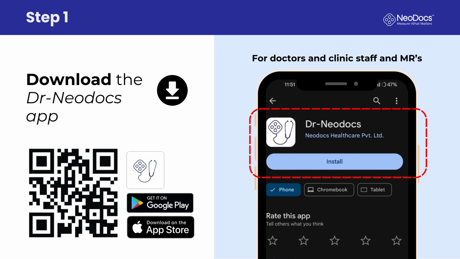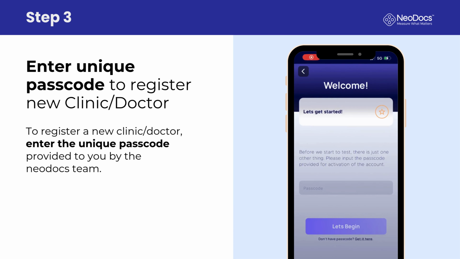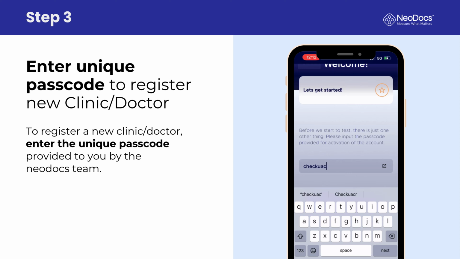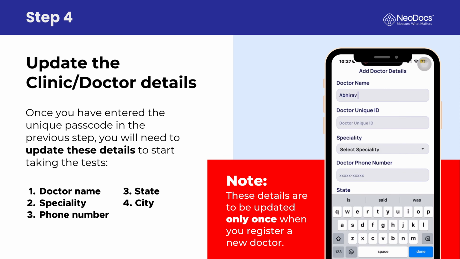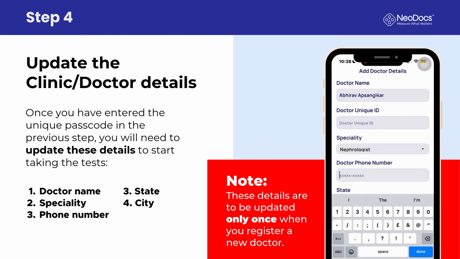Before taking the test, download the Dr. NeoDocs app. Sign up using your mobile number and OTP and then enter your first and last names. Then enter organization passcode and update doctor details like doctor's name, specialty, phone number, state and city. Please note that these details are to be updated only once when you register a new doctor.